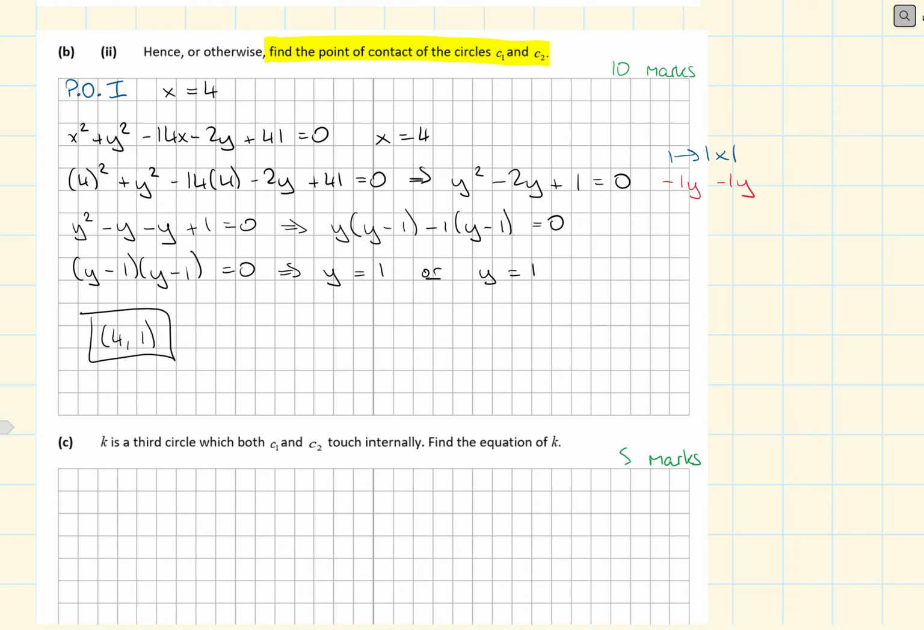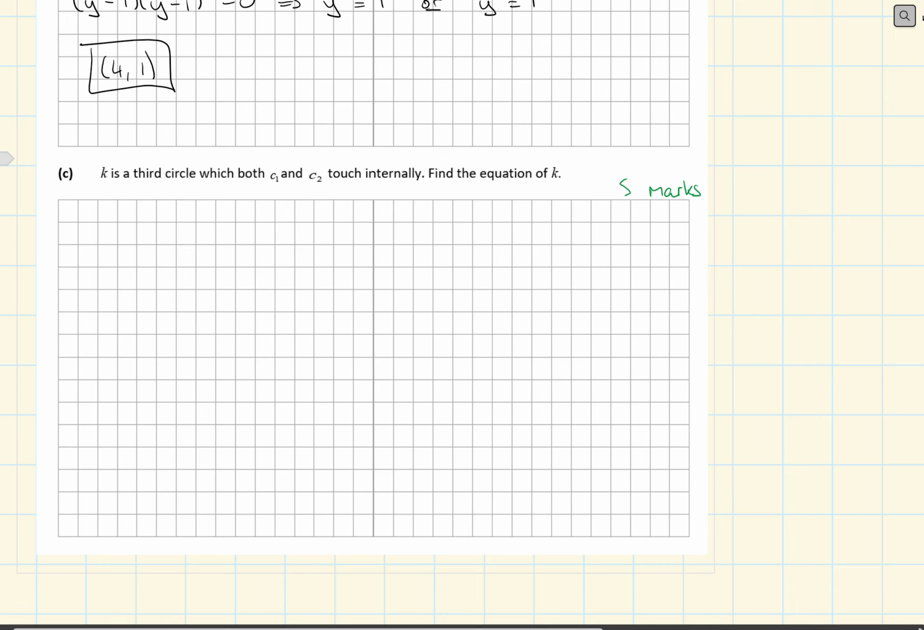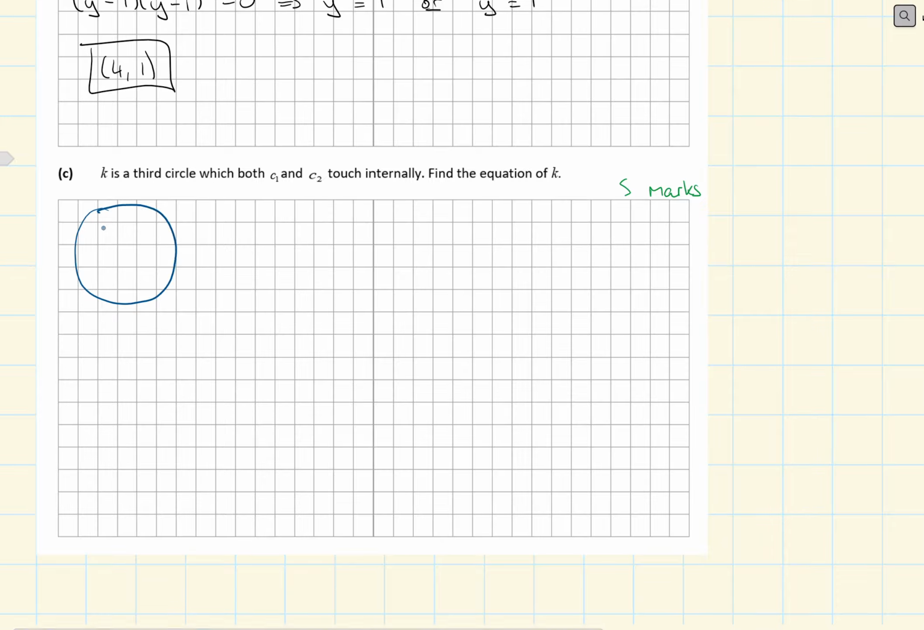K is a third circle which both C1, so circle 1, and circle 2 touch externally. Find the equation of K. Since we've turned the page now in the paper, it's no harm to maybe draw a new sketch. So we'd had the circle C1 and the circle C2.